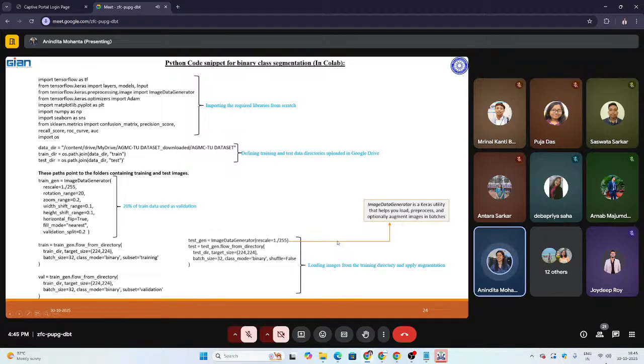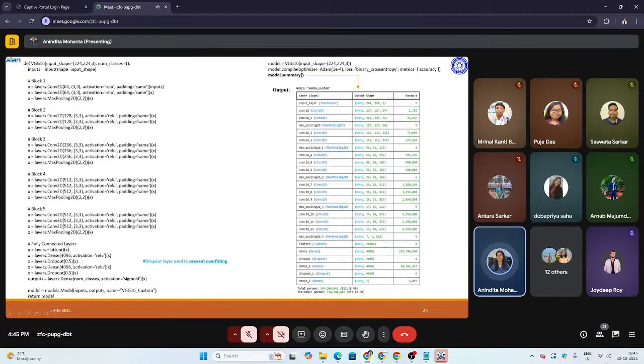So proceeding towards my next slide, this is the whole VGG16 architecture code. First of all, we have defined VGG16 and what the input shape is. As you have already seen in the architecture, VGG16 takes input as 224 cross 224 cross 3, and the number of classes is 1 because it's binary. You can give 0 or 1. I have considered 1.